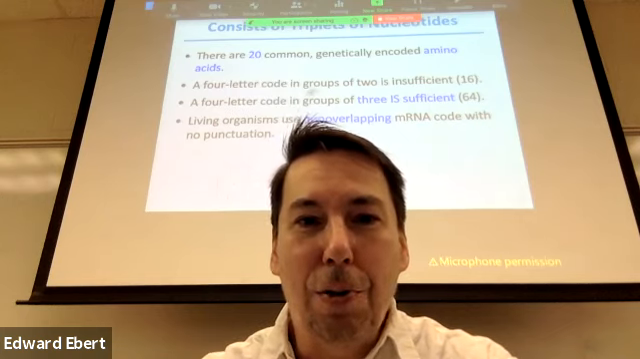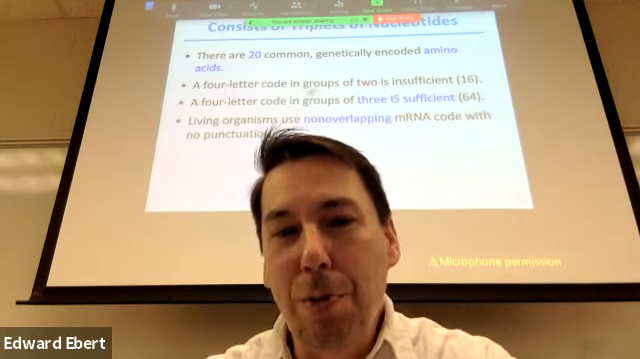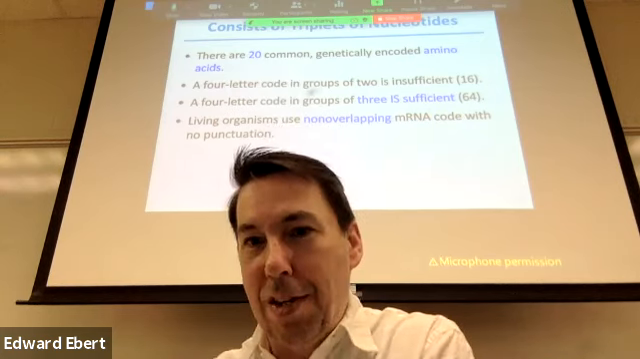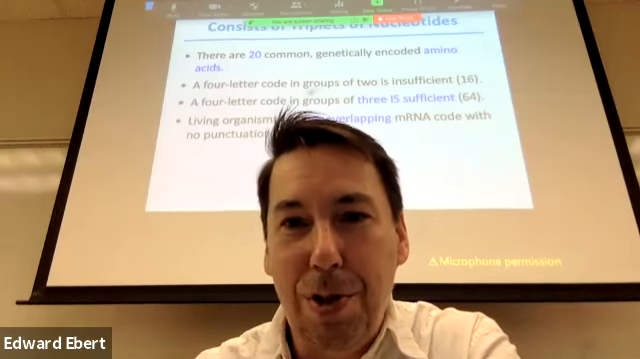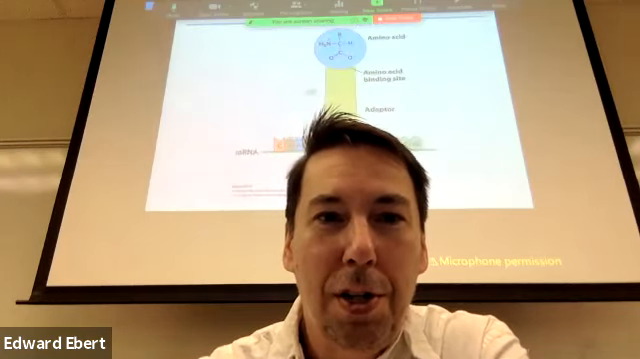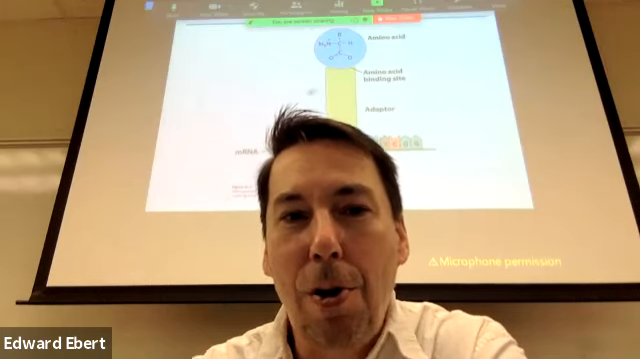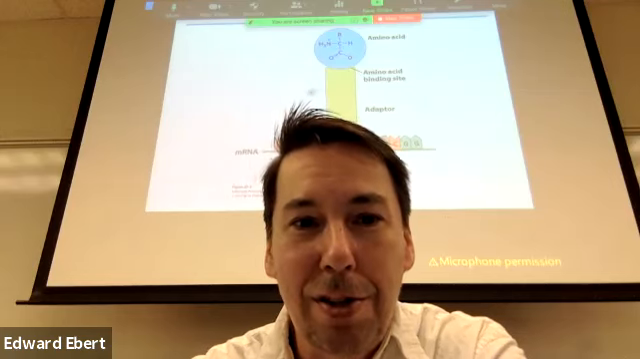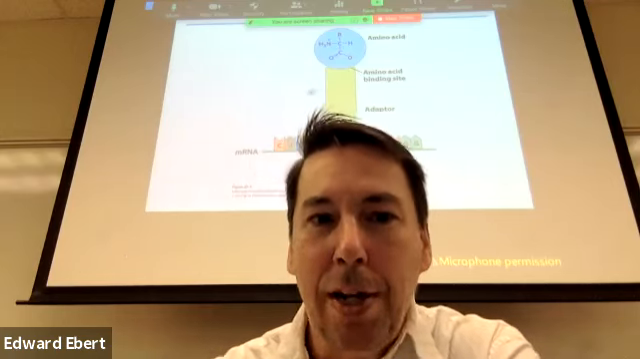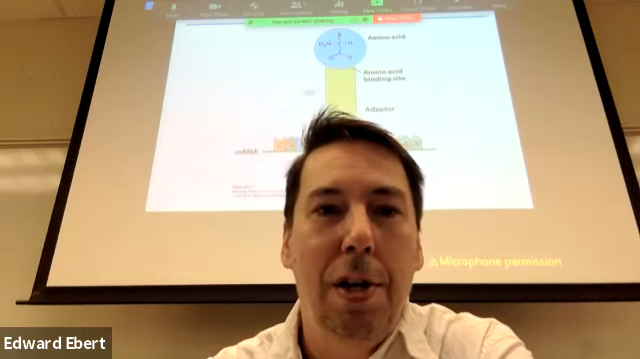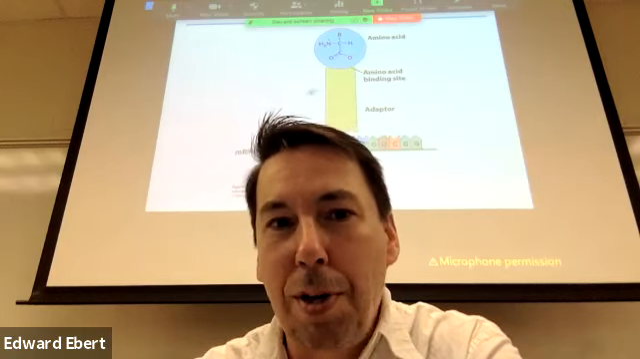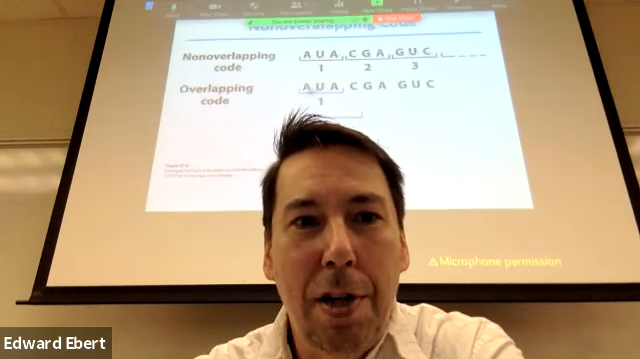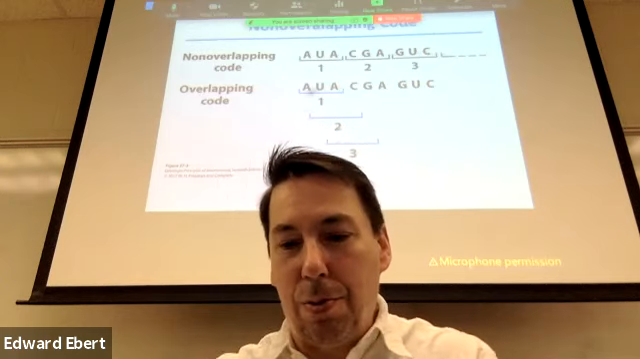We use a non-overlapping mRNA code with no punctuation. So what that means is we just go in sets of 3, and we get to the end. There's no interruptions or anything like that in there. So we just read every set of 3. Pictorially, here's what we see. We have our tRNA that functions as an adapter. On one end, it binds a particular amino acid. On the other end, it recognizes a particular triplet codon, which will correspond to that amino acid. Okay, so non-overlapping, we basically just go in sets of 3.